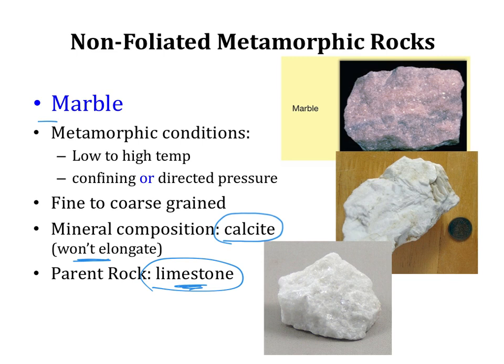The metamorphic conditions up here can range from low to high temperature. When you have low temperatures, you tend to have smaller crystals of quartzite. When you have high temperatures, you tend to have larger crystals of quartzite. Confining or directed pressure can be part of the metamorphic conditions. So remember, we can't tell from looking at the marble whether we have confining pressure or directed pressure because the rock will look the same regardless. It will not show any foliation.